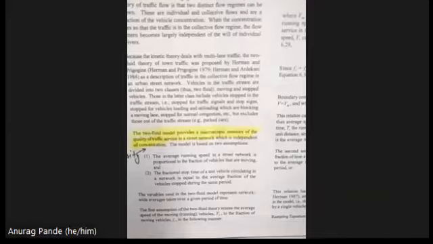The two-fluid model provides a macroscopic measure of the quality of traffic service in a street network, which is independent of concentration. When we say concentration, here they're using the term concentration, and they're talking about density. So that analysis is based on two sets of assumptions. Okay, two sets of assumptions, and I'm going to zoom in here a little bit. So what are the two assumptions here?